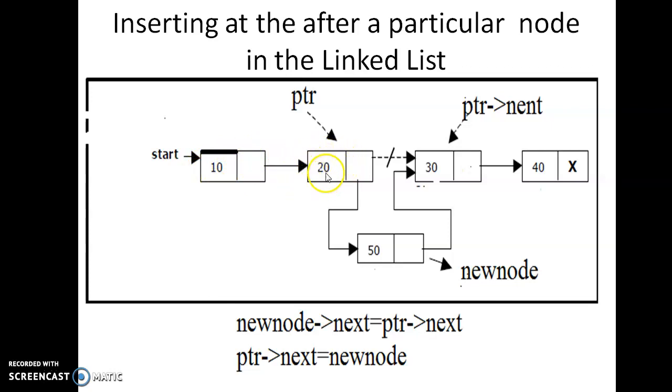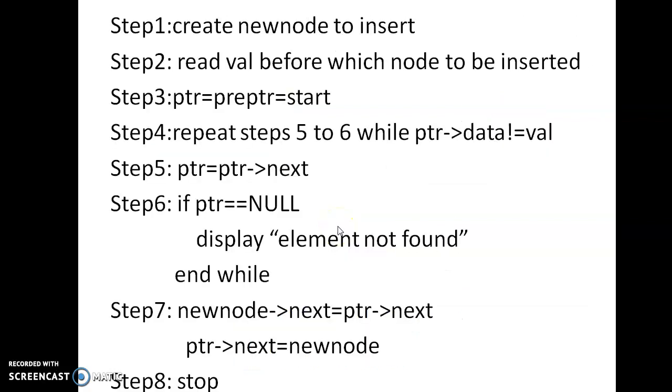Is the pointer of data equivalent to 20? Yes, pointer of data is equivalent to 20. Whenever it is equivalent to 20, I am placing the new node after this element. See here, this is the pointer, this is the pointer of next. Now new node of next is pointing to the pointer of next and pointer of next is pointing to the new node. Always we have to place the left side first, then we have to go for the right-hand side.